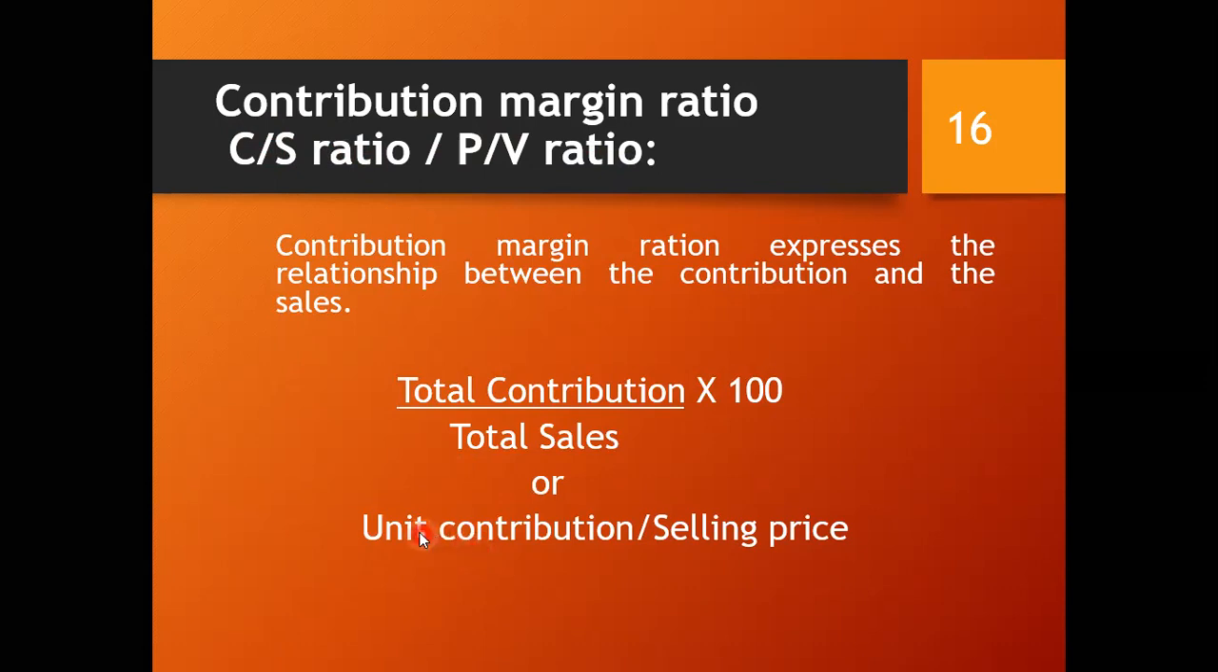And if you want, you can calculate it this way. Unit contribution divided by unit selling price. Unit contribution divided by unit selling price is also like this, the PV ratio. Why is it called PV ratio?